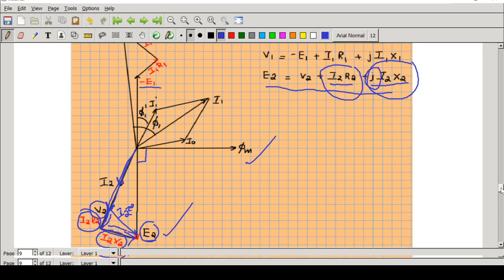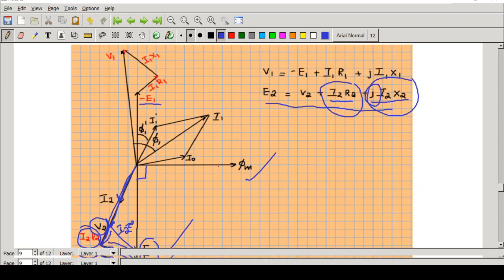Similarly, we can try it on the primary side also. Once I know the direction of I2, I will draw a vector just opposite to I2. This will be I1 dash. Now I know I0. So the vector sum of I1 dash and I0 will give the input current I1. Now you can see the phi 1 phase difference. This phi 1 is the angle between V1 and I1.